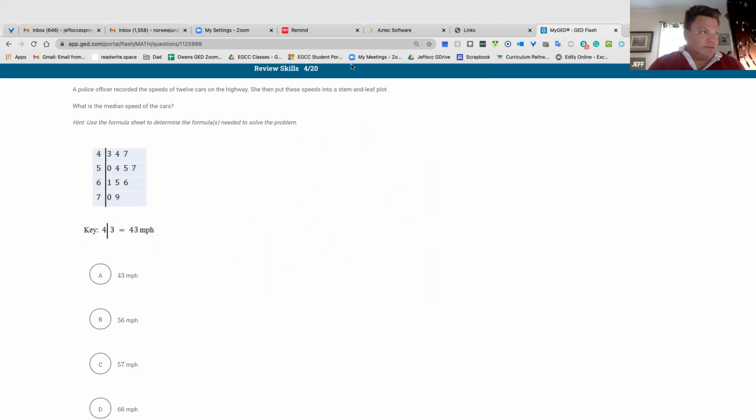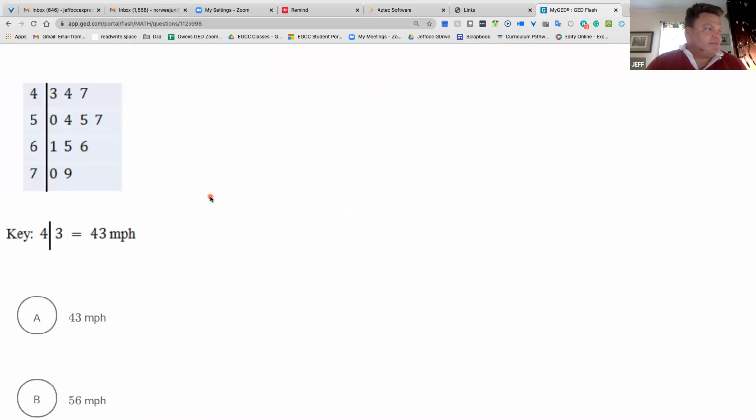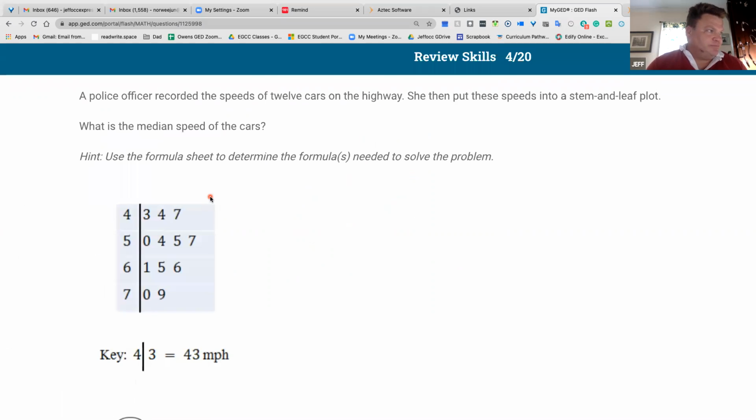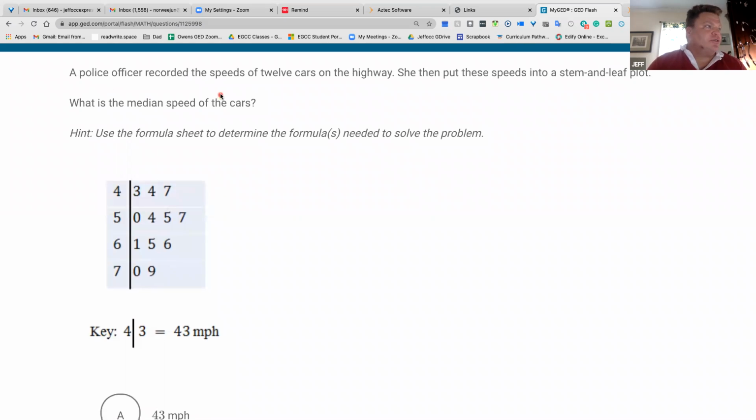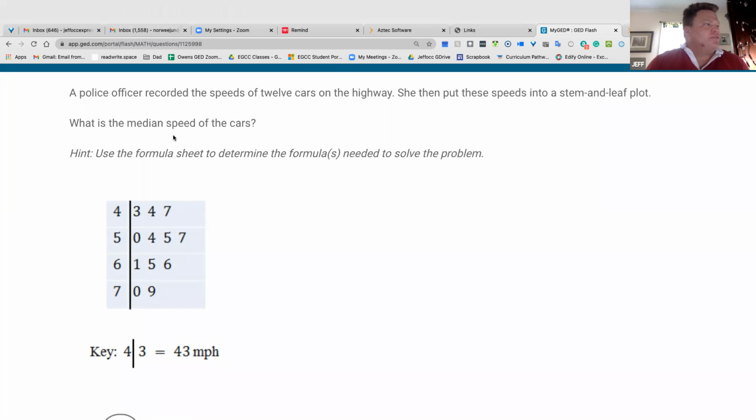This is called a stem and leaf plot. So let's just look at it first. Here we go. A police officer is recording the speeds of 12 cars on the highway. She puts these speeds into a stem and leaf plot because no one does this in the world. No one except her. What is the median?